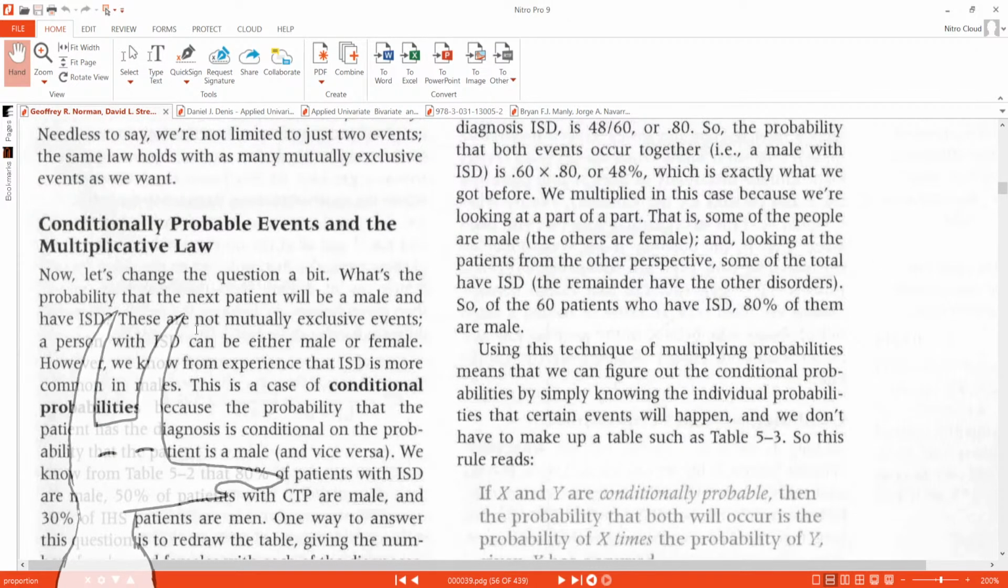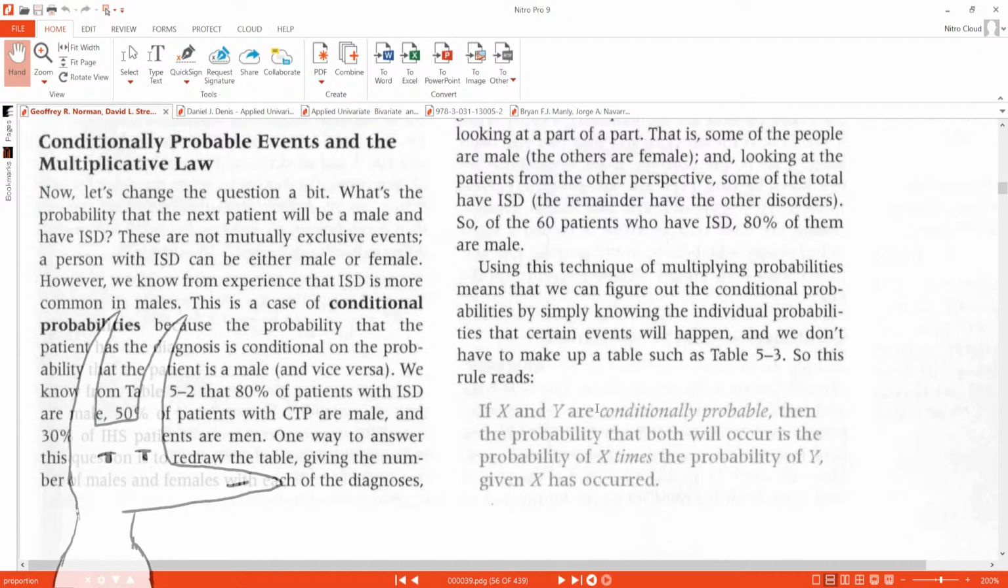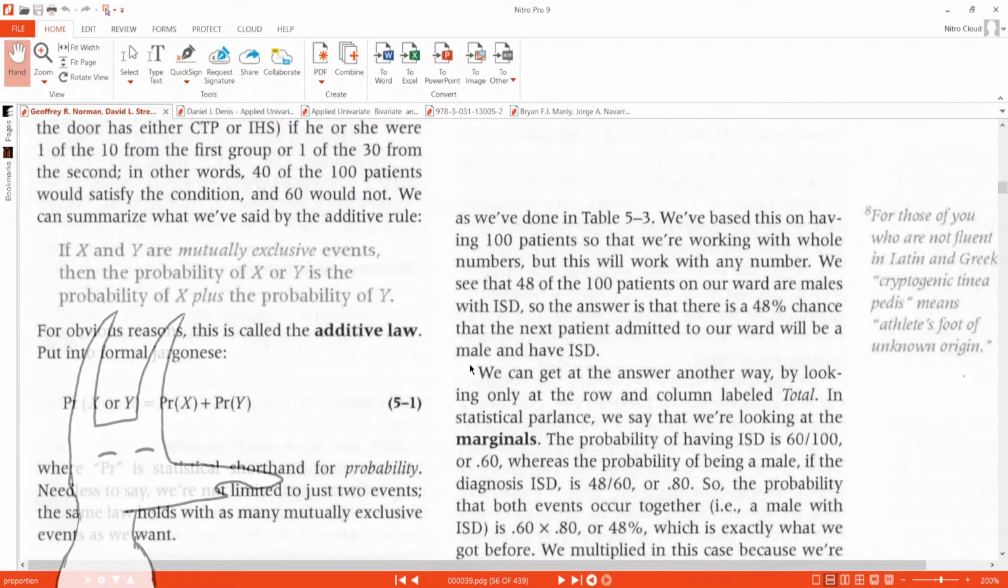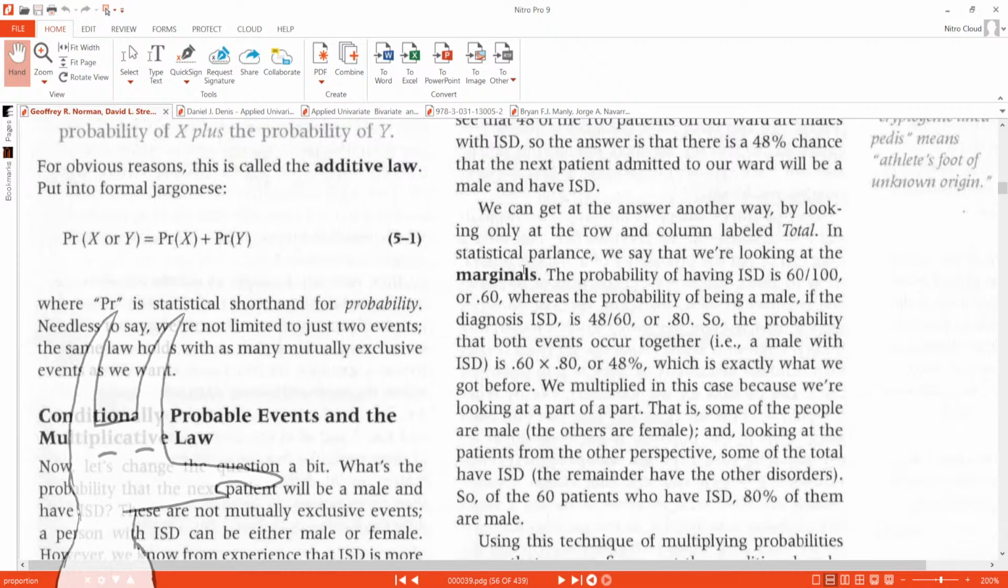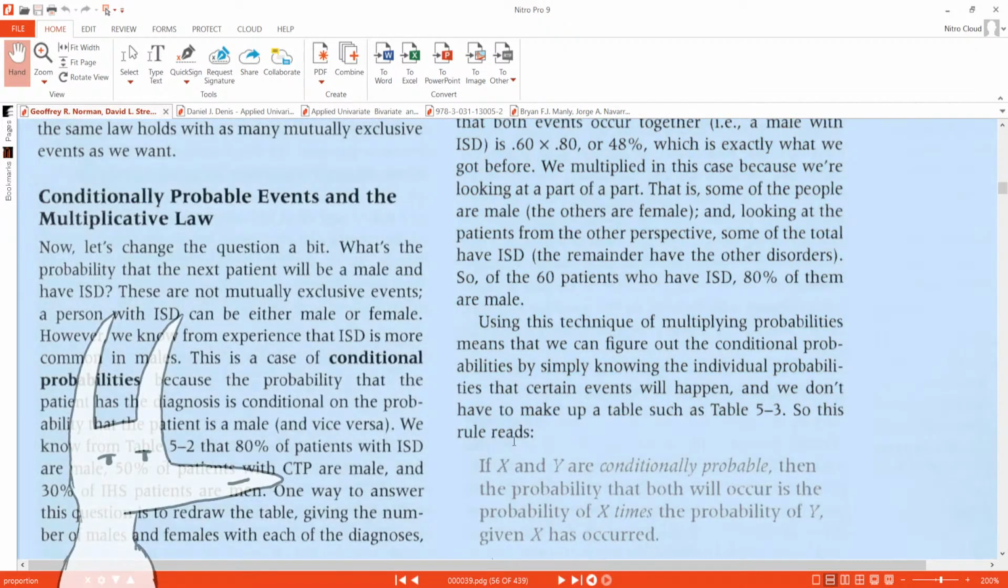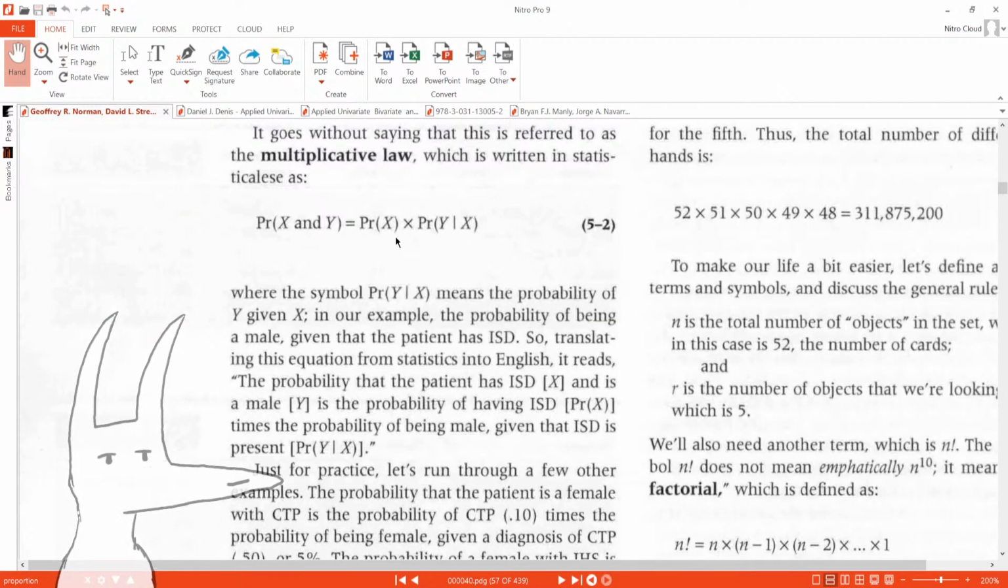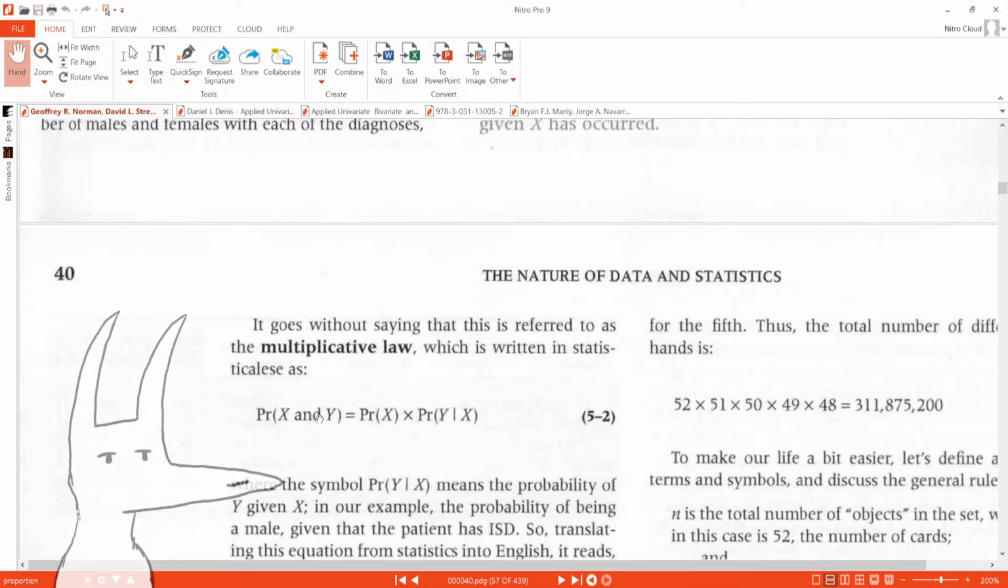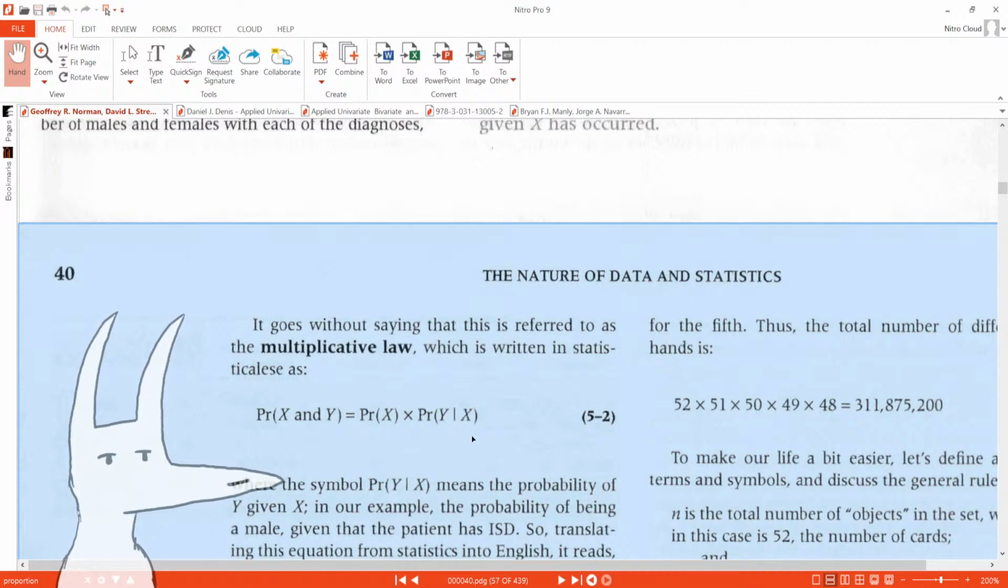Conditionally probable events and the multiplicative law. This is multiplication but for and. If both will occur, then you have to multiply them together. We're just gonna skim through this since I have a gist of what is being talked about. Probability of x and y equals probability of x multiplied by probability of y given that x occurs. Yeah, y given x.